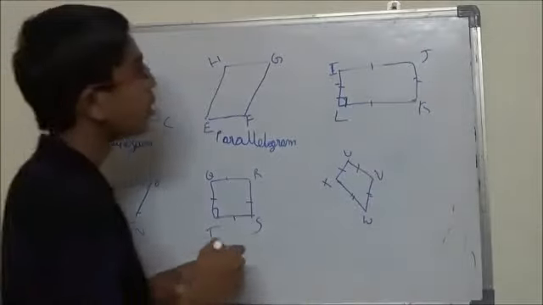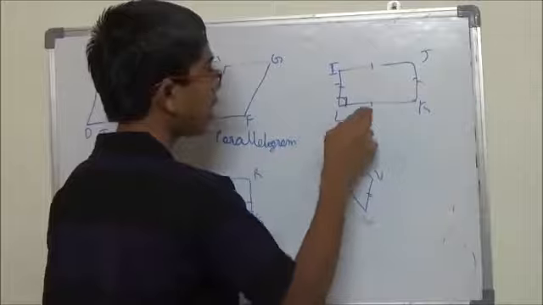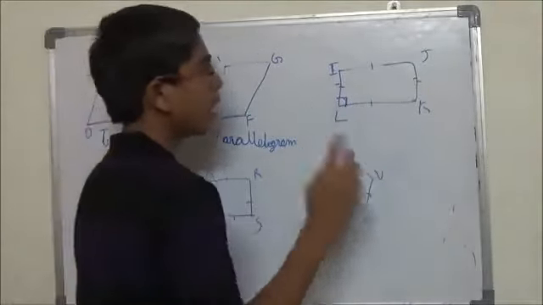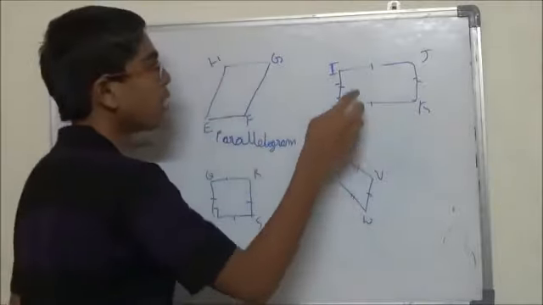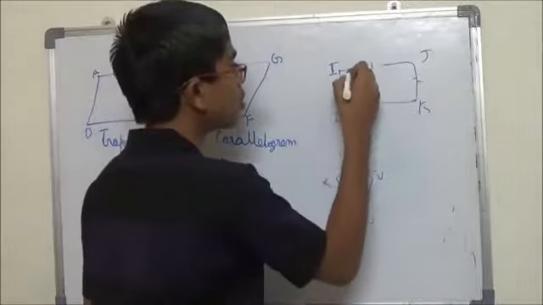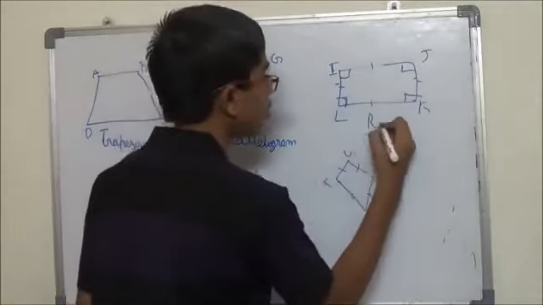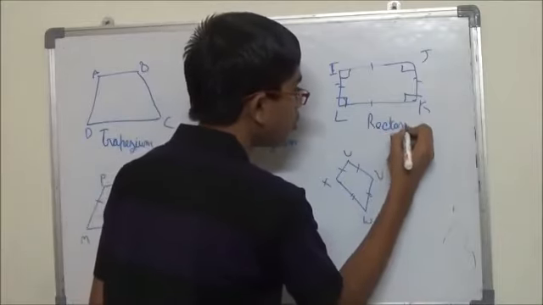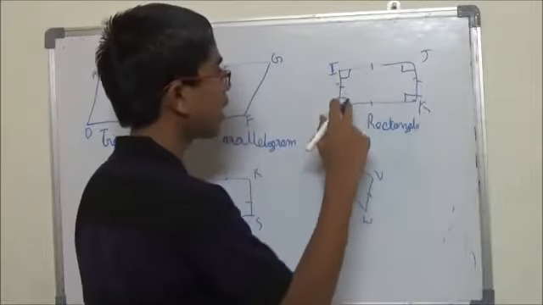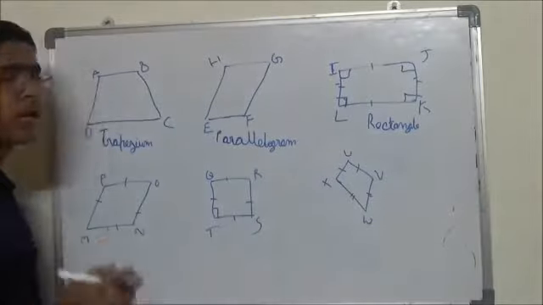And this quadrilateral has one right angle and the opposite sides are equal. So this is a rectangle. Any quadrilateral having opposite sides equal and all right angles is known as a rectangle. So to prove that a quadrilateral is a rectangle, we need to prove that all the angles are right angles and that the opposite sides are equal.